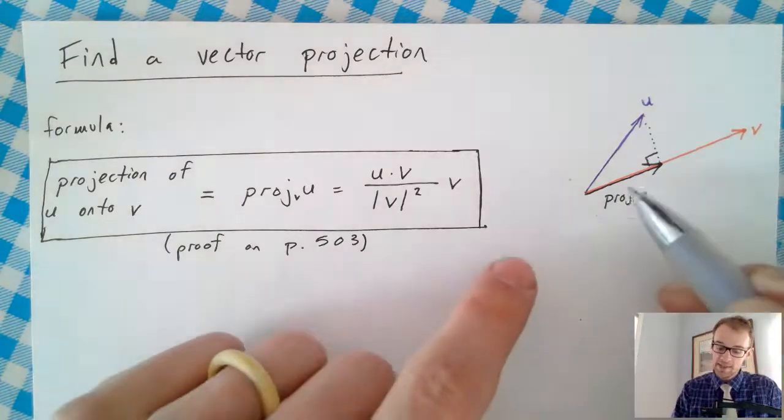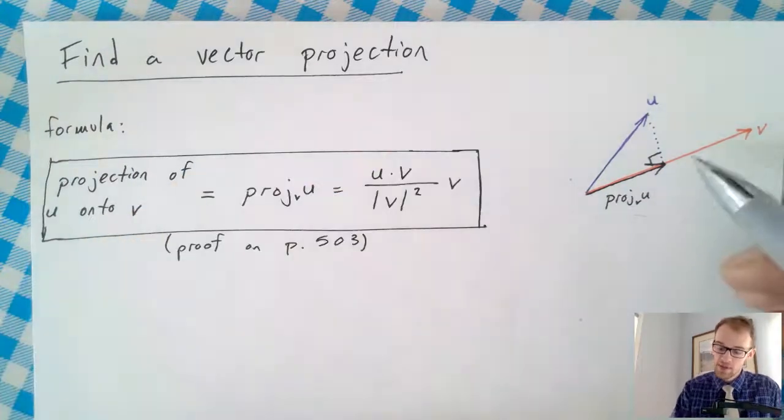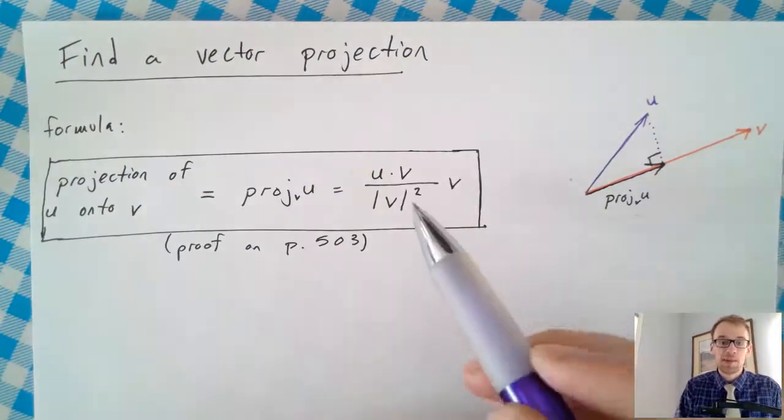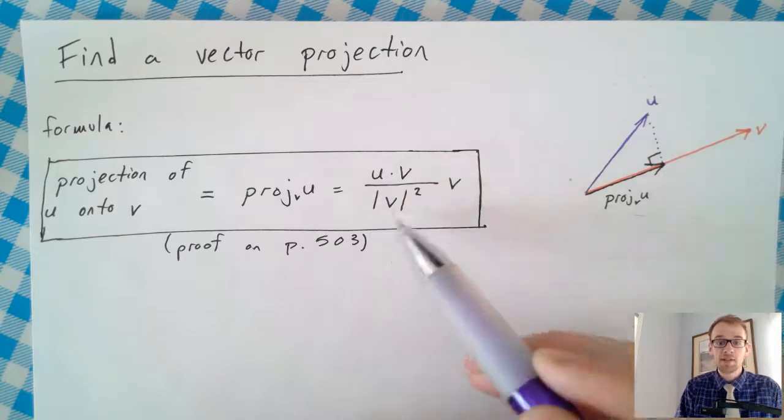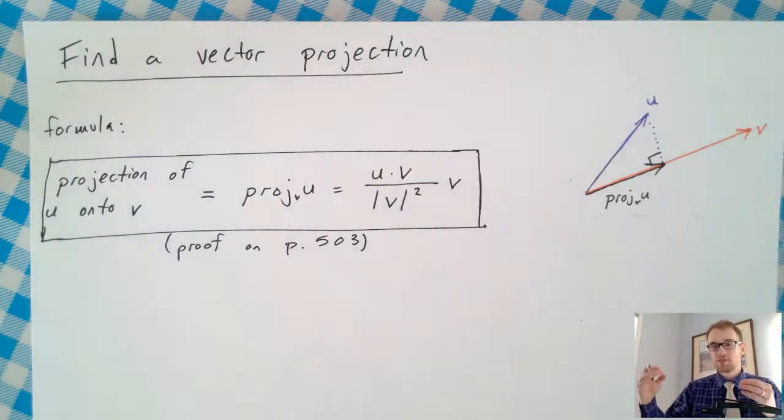Now it makes sense that this black vector is just a scaled down version of vector v, which is why the formula makes sense that it's some constant multiplied by vector v. Remember, if you multiply a vector by something, it either shrinks or expands it, depending on whether you're multiplying it by a number greater than 1 to expand it, or by a number less than 1 in absolute value, which will shrink it.